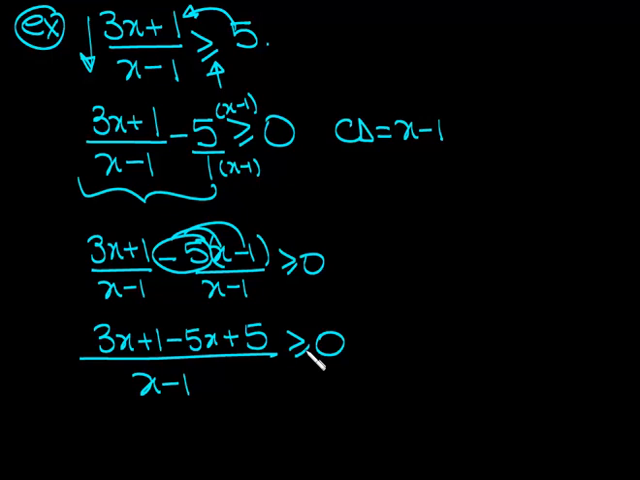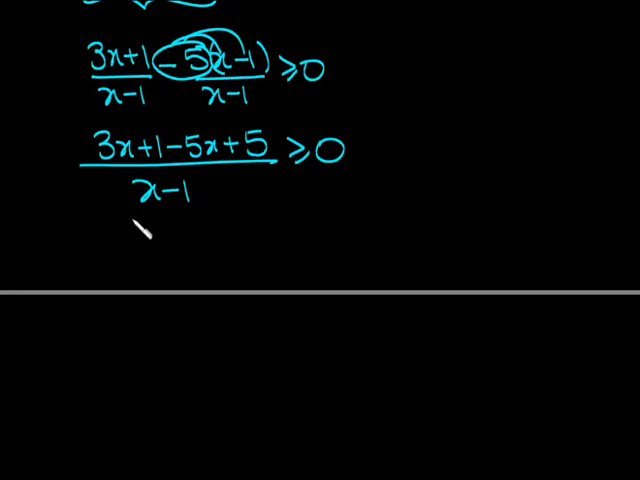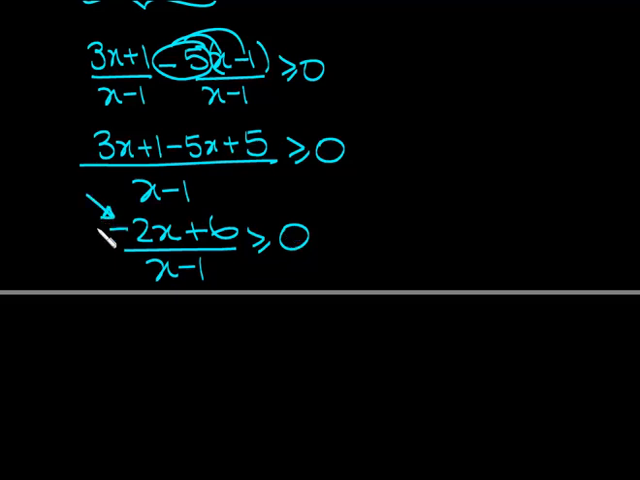Okay, now let's collect the terms here. So what do we get? We get 3x minus 5x is negative 2x. And then 1 plus 5 is 6, divided by x minus 1 is greater than or equal to 0. So now what are we going to do? Well, one of the things I tried to teach you in the last section on factoring is that we always want the leading coefficient of our polynomials to be positive. And if we don't fix that here, we're actually going to get the wrong answer.